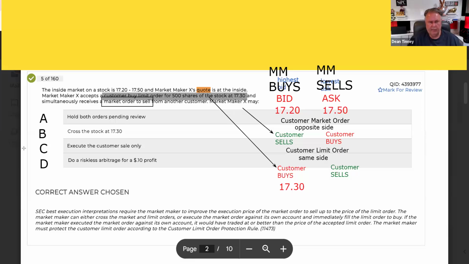So here it says simultaneously I receive a market order. So here, cross the stock at 1730. Yeah.